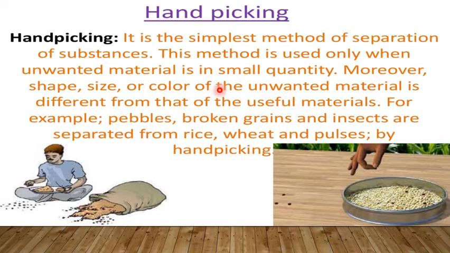So it is different. For example, pebbles, broken grains and insects are separated from rice, wheat and pulses by hand picking. So these are some examples of hand picking. Okay, so now I think you all are clear about what threshing is, what happens in threshing, how threshing is done, and hand picking. Hand picking is the simplest method to separate substances.